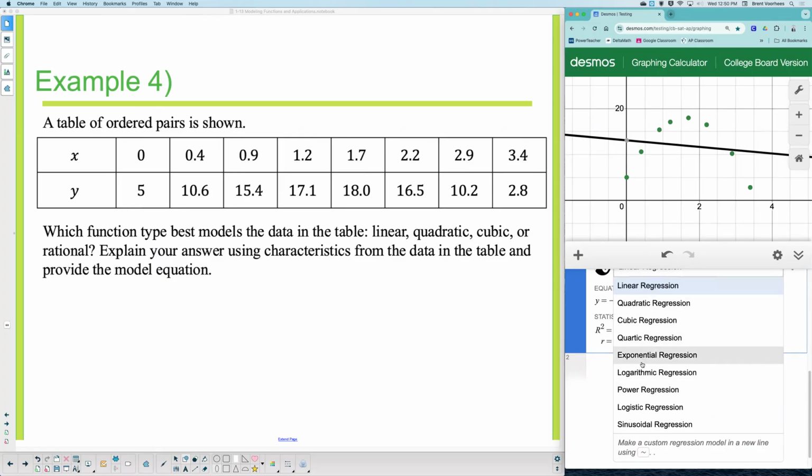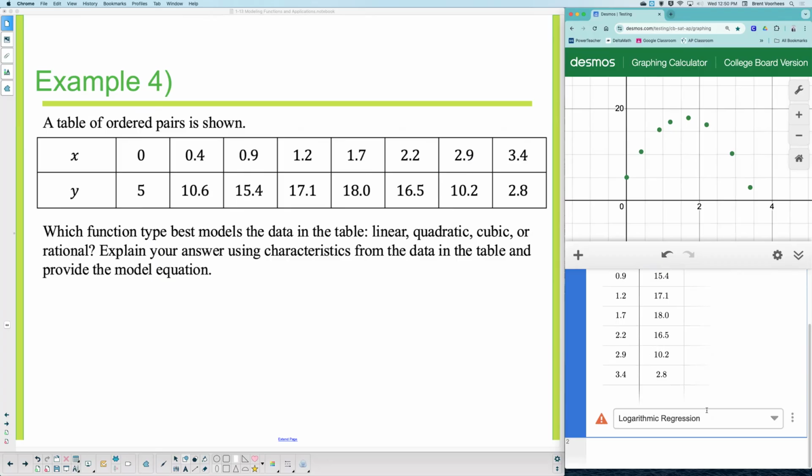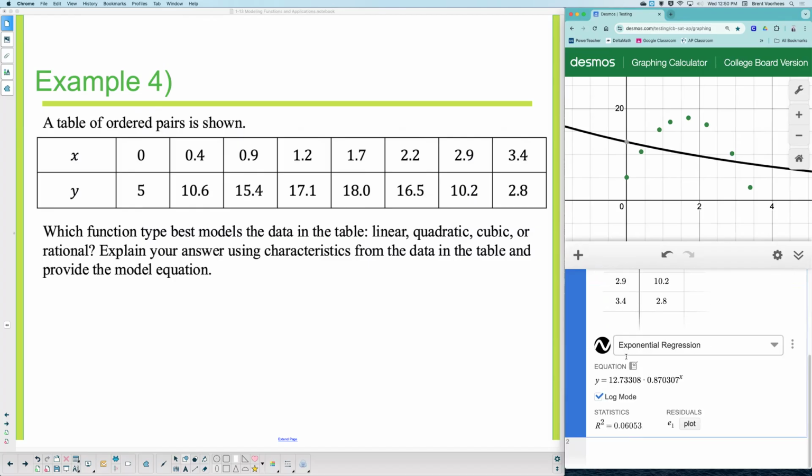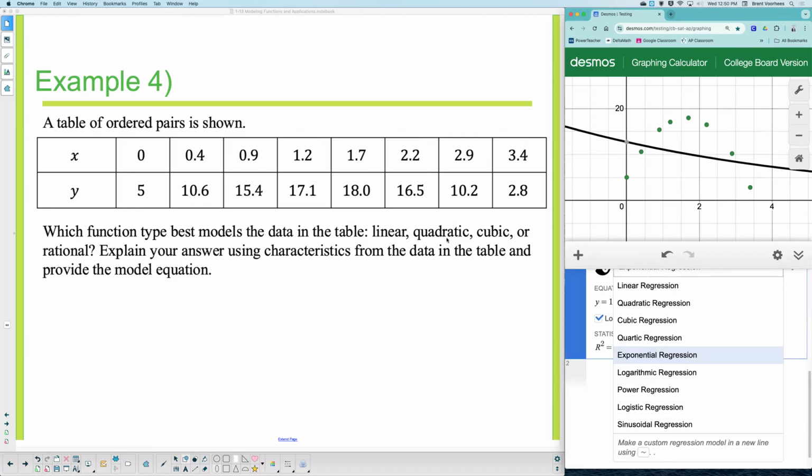Rational's not even on there. Let's say logarithmic. Does it look like logarithmic? Doesn't work. It's not logarithmic. Okay. Exponential's not on there. Does it look like it's exponential? No. Okay, now I'll do the ones they say.